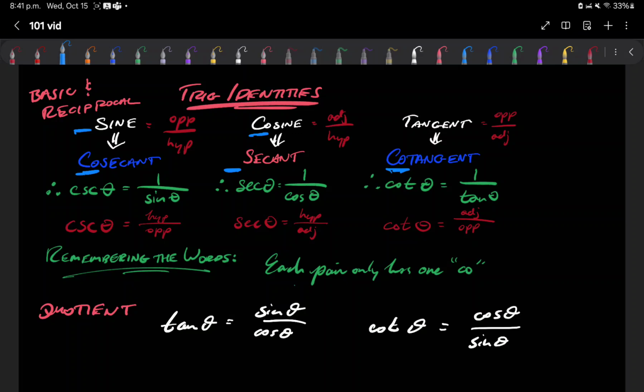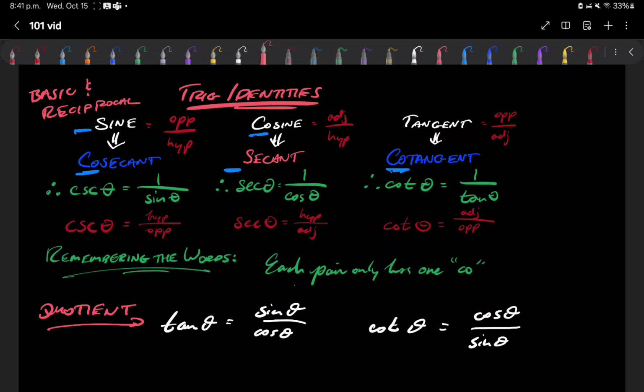And then you also know from grade 11, I believe, that sine over cosine equals tangent, and cosine over sine is cotangent. We're not going to prove these, but I'm going to assume that you have already done so in the past.